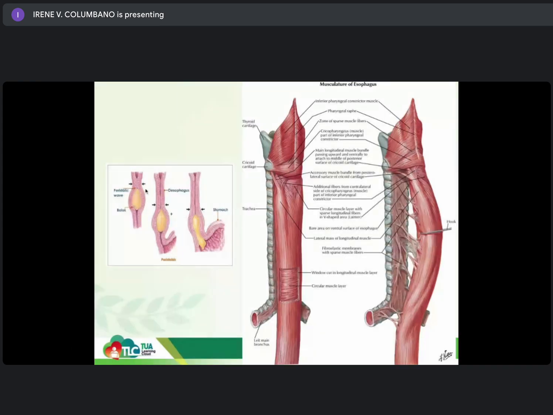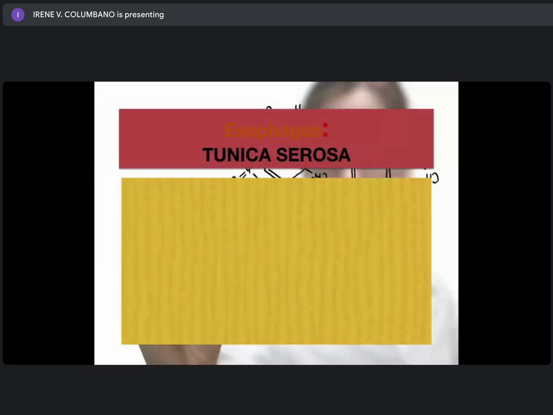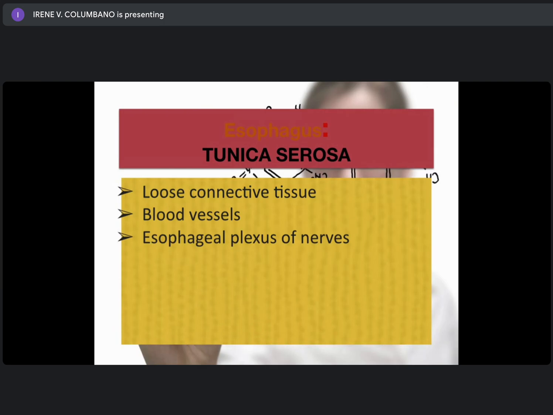So, yeah. Diba yung paano ba nag-move yung bolus natin, no? From pharynx down to esophagus, no? So, through peristaltic wave or movement, no? So, ayan. So, we can see here the musculature of the esophagus, no? With circular muscle layer, no? Ayan. And the trachea. Next is the tunica serosa or adventitia, made up of loose connective tissue. May mga blood vessels pa din, may mga plexuses pa din.